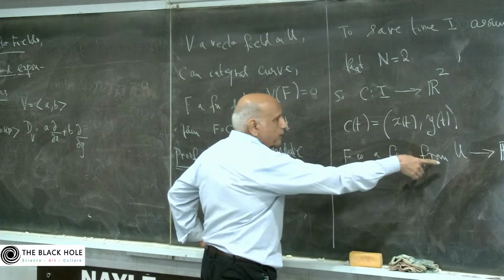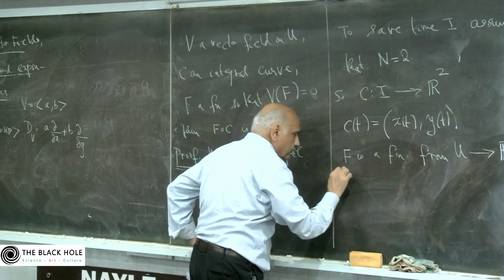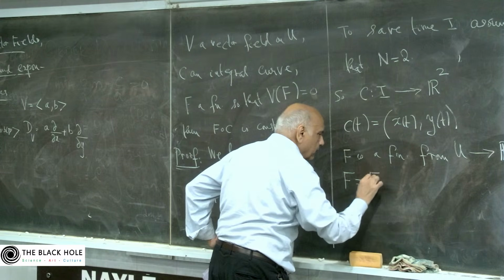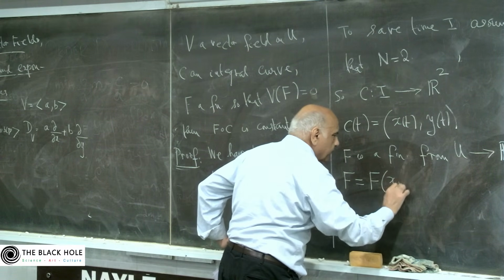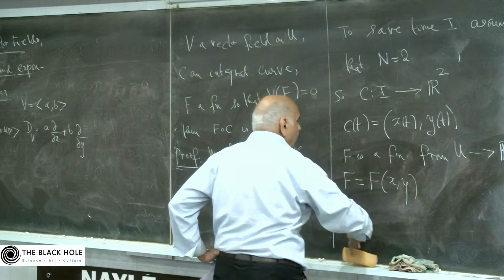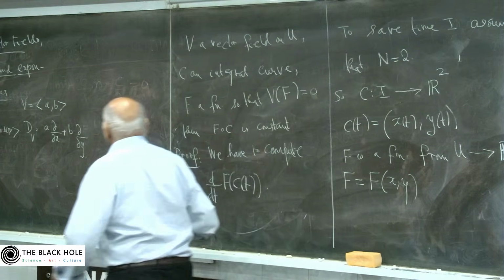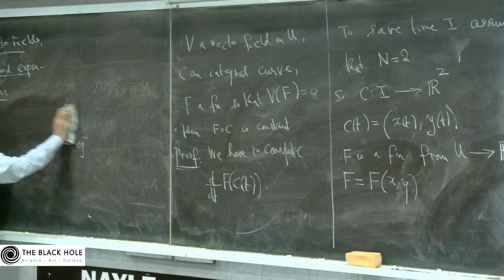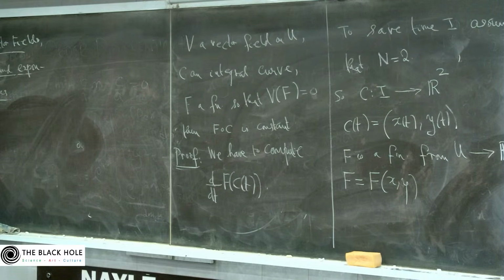So remember, U is in something in 2 dimensions. So F is a function of 2 variables, x and y. So F composed with c(t) would be, therefore, so this is just undergraduate calculus.